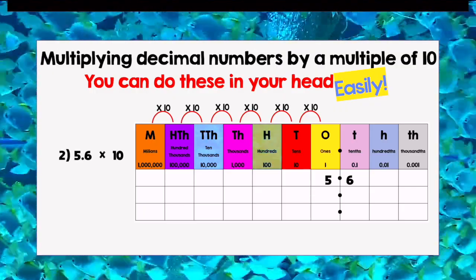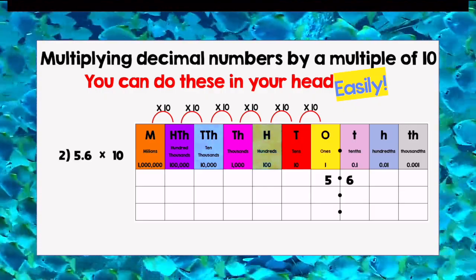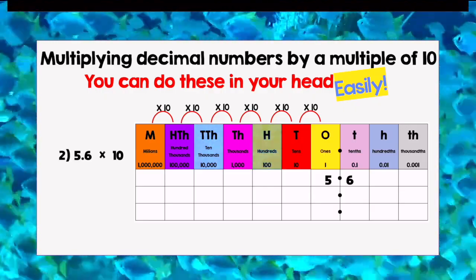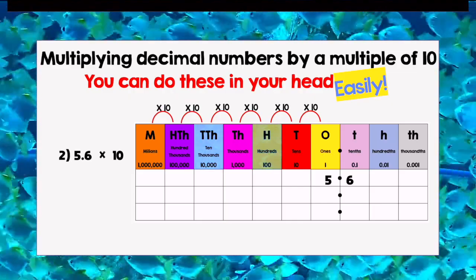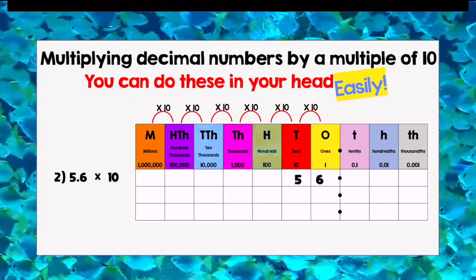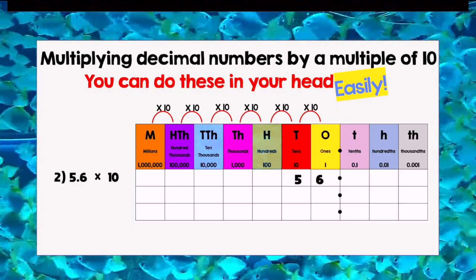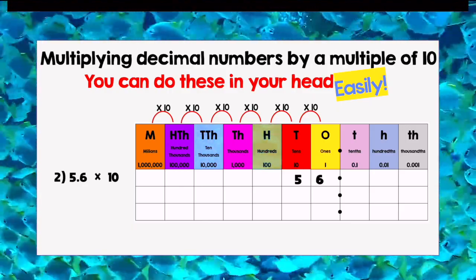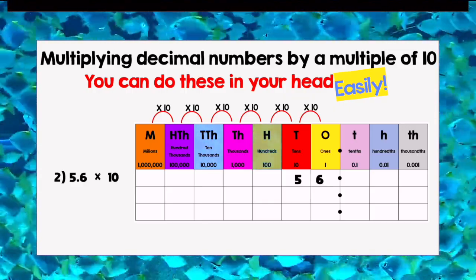So let's use our question 2 to demonstrate what happens here. So we have 5.6. As you can see, the 5 is on the ones column and the 6 is on the other side of the decimal point. As we multiply the number by 10, the number shifts 1 place to the left. So the 5, which was originally in the ones column, has now moved to the tens column, and the 6 has now moved to the ones column. So our answer is 56.